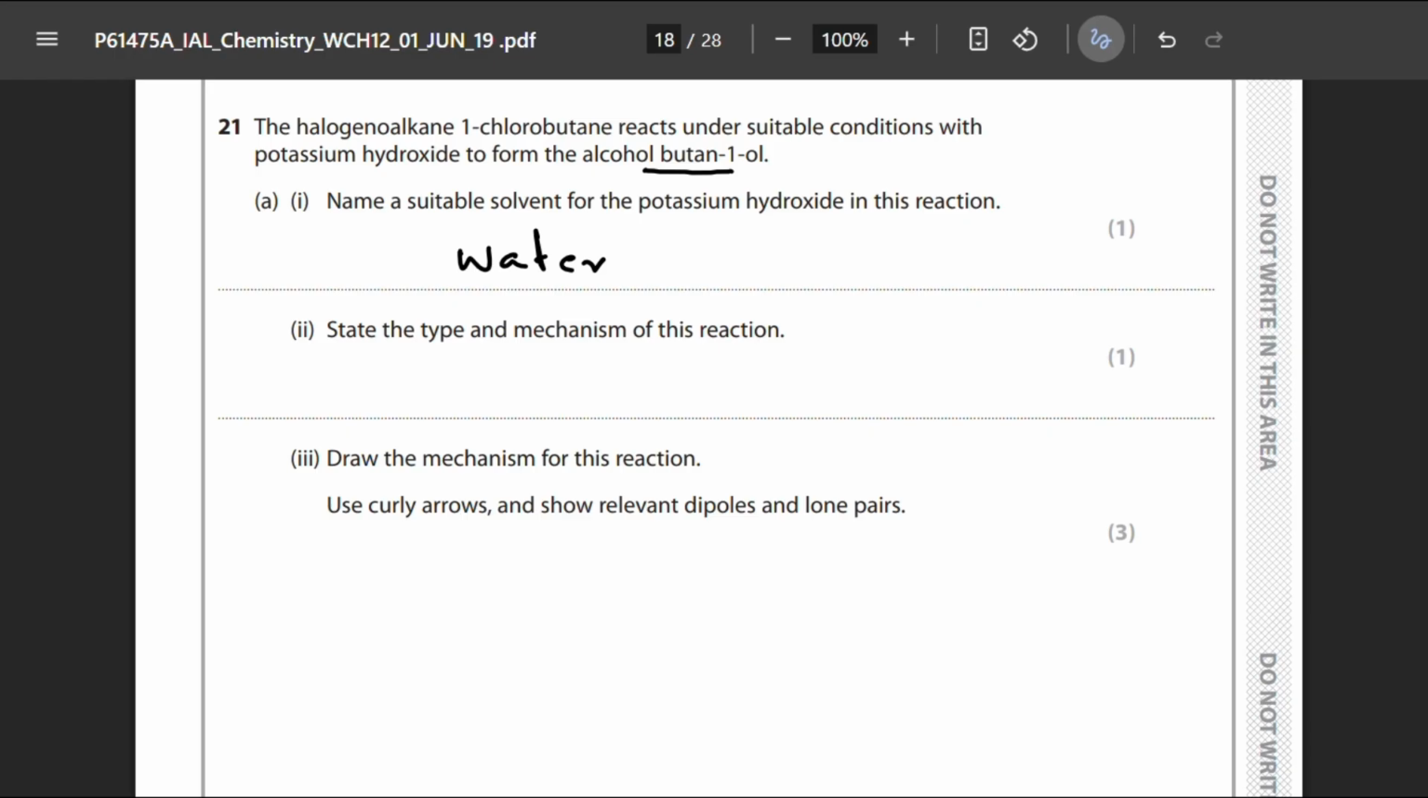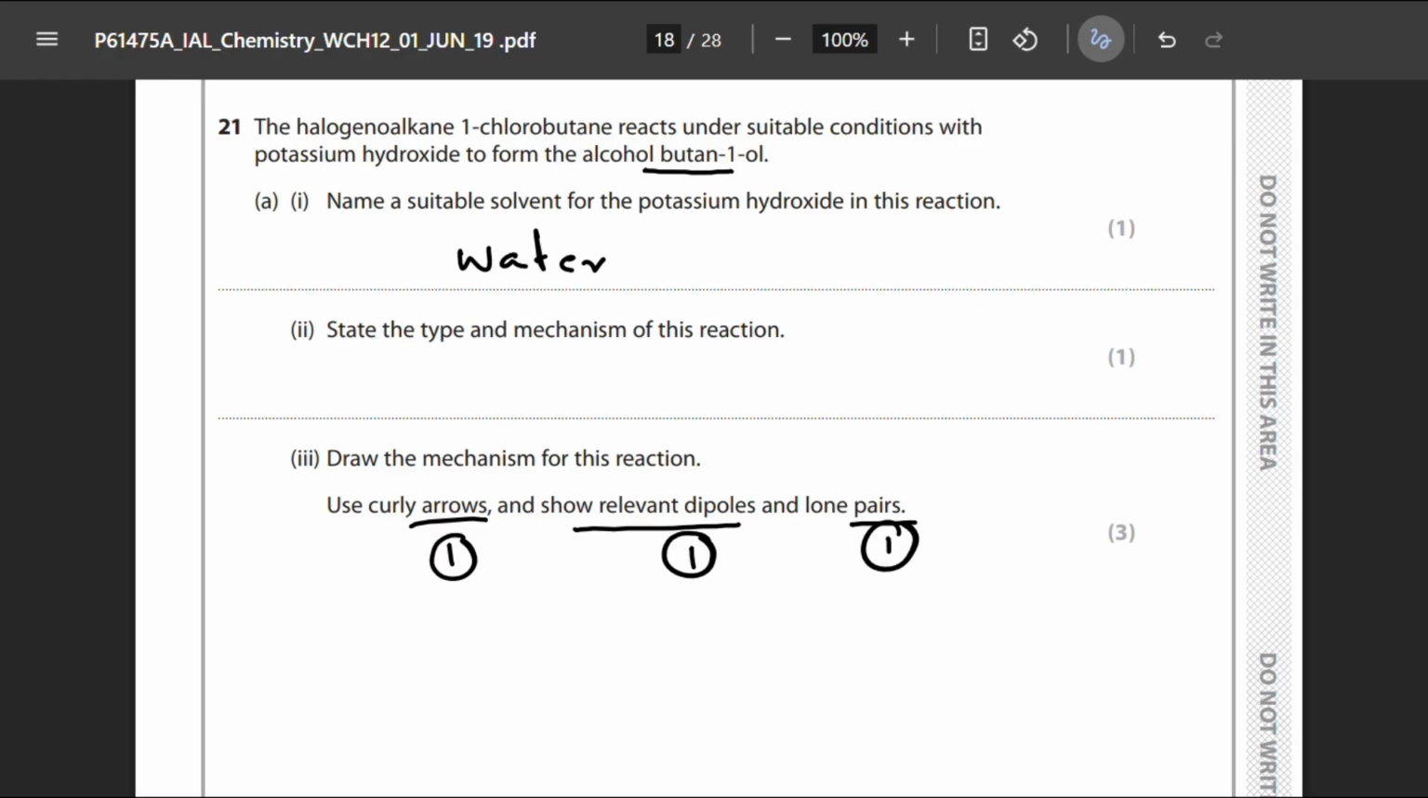Potassium hydroxide reacts with 1-chlorobutane in the presence of water, in aqueous conditions, to form butan-1-ol, that is an alcohol. Now, draw the mechanism of this reaction, use curly arrows, and show relevant dipoles and lone pairs. All these things carry marks, 1 mark each. So you need to show all these.